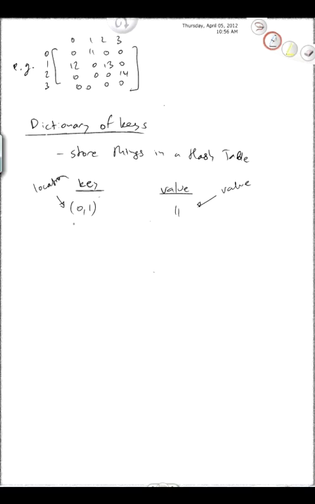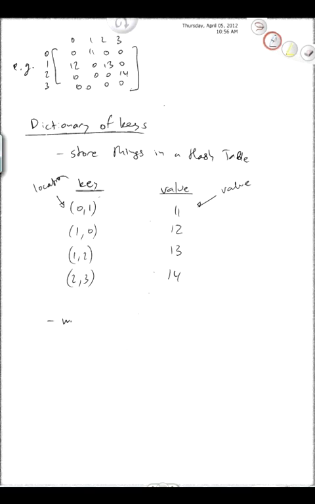So just taking this example matrix that we have at the top of the page and figuring out what the rest of the key value pairs in the hash table would be is something like this. So location 1, 0 has a 12 in it. Location 1, 2 has a 13 in it. Location 2, 3 has a 14 in it. And that's it. That's all the information that we need to store about the sparse matrix at the top.